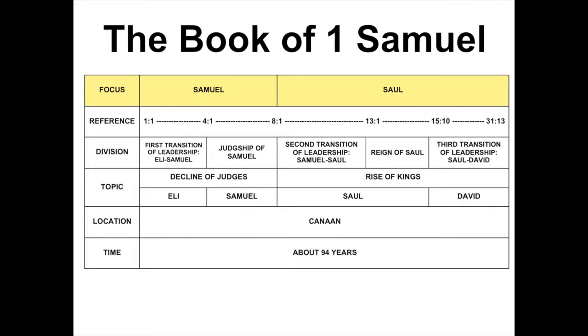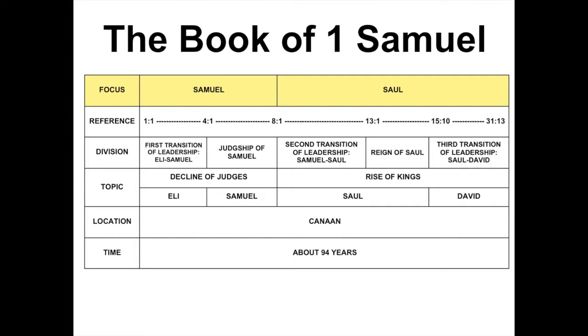First of all, you see it divided into 2 parts. You have the focus being Samuel in the first part of it, up till chapter 8, actually. And then after that, you have the focus being Saul, who was the first king of Israel. So you see it focused on the period of the Judges up until chapter 8, and then focused on Saul arriving, up until the end of the book, because Saul is not finished until the very end of the book.